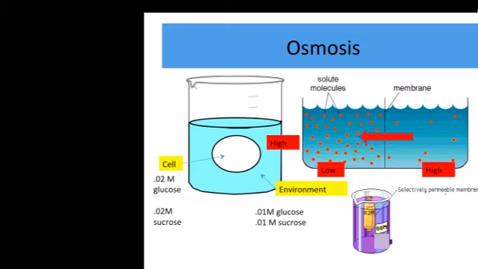And on the inside of the cell, I have more solute, so that means I have less water. So I have a low water content. So which way is the water going to move? Again, water always moves from a high concentration to the low concentration. So it's going to move into the cell.